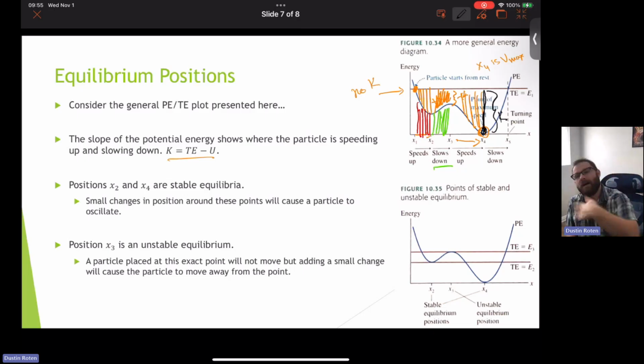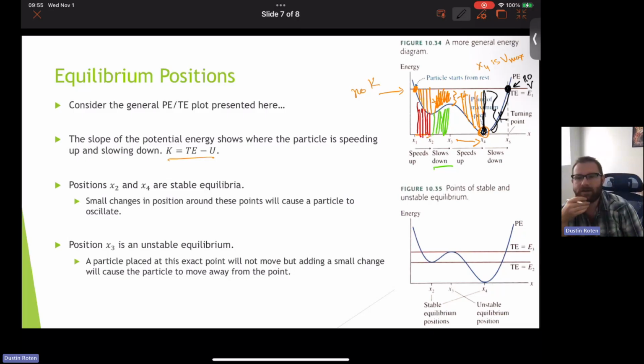Okay, now after this object moves past x4 and gets to x5, it's got to stop and be at rest again because it hits the other turning point. So here at x5, there's no velocity. So there's our other turning point. Okay, so this object can just move back and forth between these positions all it wants to because it's stuck between two turning points.